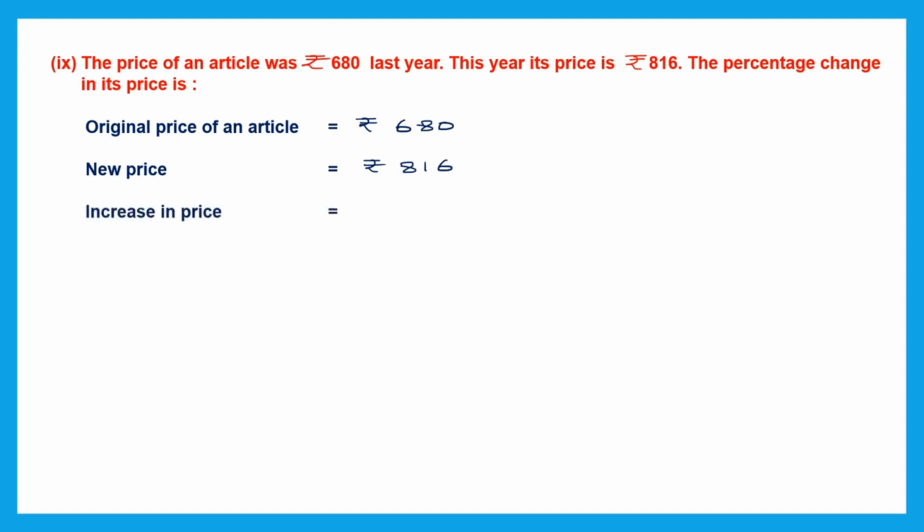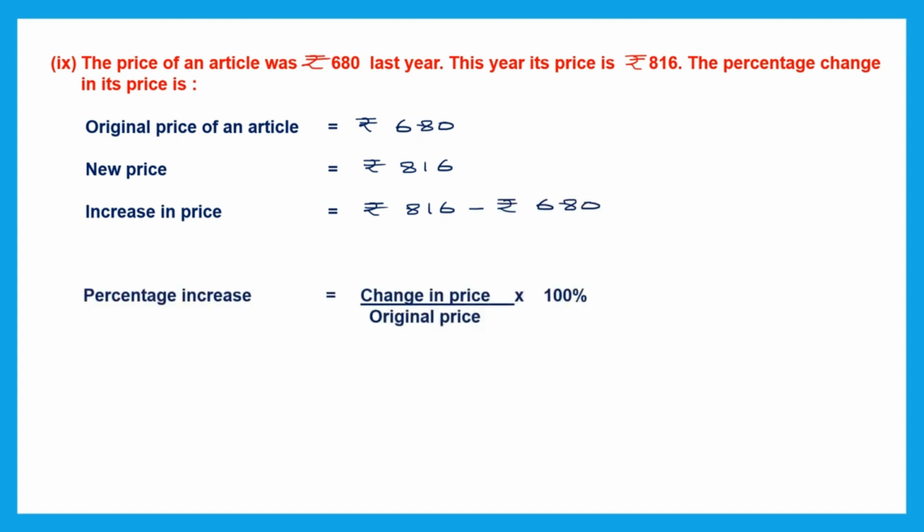So what is the increase in price? It is 816 rupees minus 680 rupees. This is the increase in price. Now we are asked to find the percentage change. So for that the formula is change in price or the increase in price by the original price. So let's write that first. So what is the increase in price? 816 minus 680 divided by the original price, which is 680. And now we find the percentage, that is 100%.